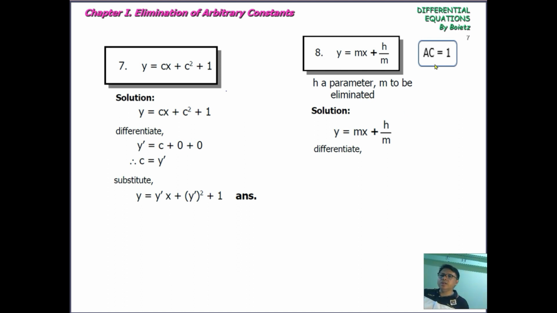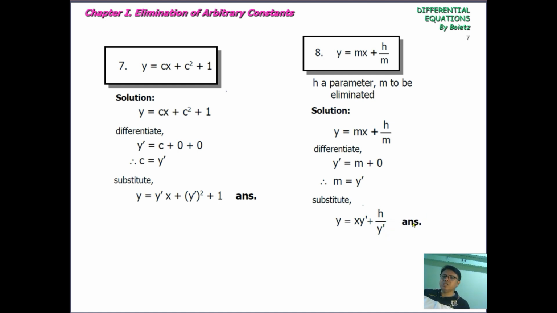Okay. So, yun. So, AC is equal to 1. Isa lang beses ka magdi-differentiate. So, this one is y prime. Derivative ng x is 1. So, m na lang to. Ito, pares na constant to. Although this one is parameter, pero pares na constant yan. So, the derivative of constants is 0. So, m is equal to y prime. So, therefore, substitute mo lang yan dun sa original equation dito. Y is equal to y prime x plus h over y prime. Okay. And this would be your final answer. Madali lang, ano?